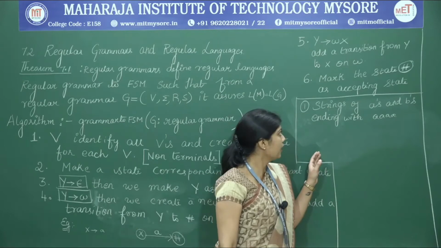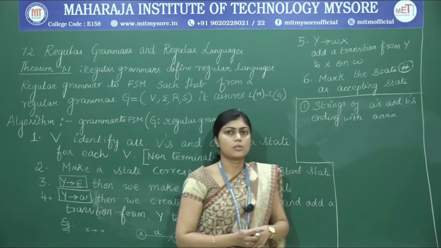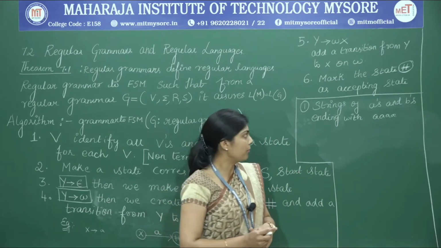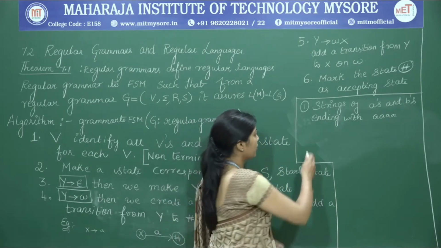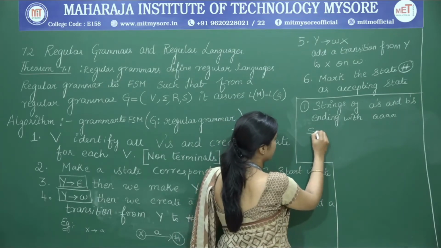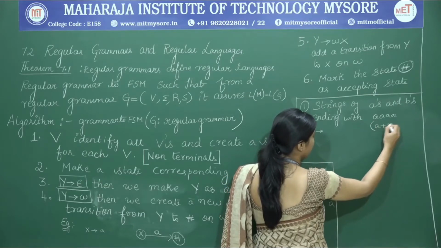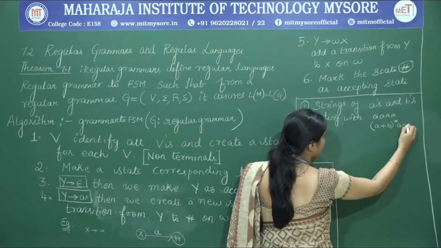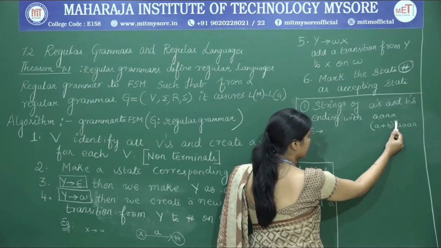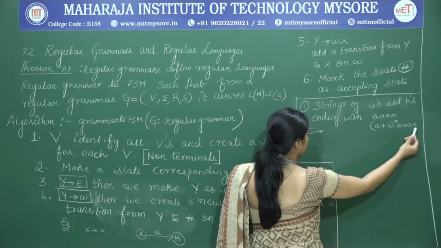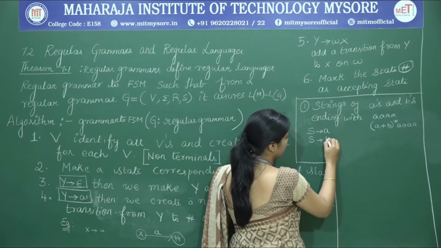The first problem says: strings of a's and b's ending with 4 a's. In the previous class also we solved the grammar corresponding to this problem. So how do we frame the grammar? First we have the start state. A regular expression will look like (a or b) whole star followed by 4 a's. Any number of a's and b's chosen any number of times by this star, but it has to be followed by 4 a's.